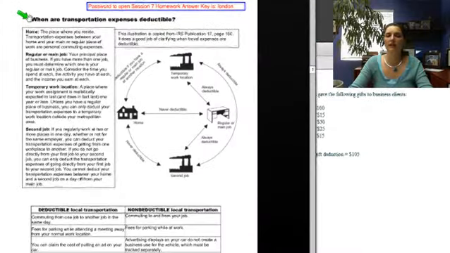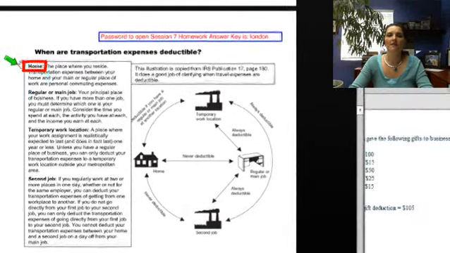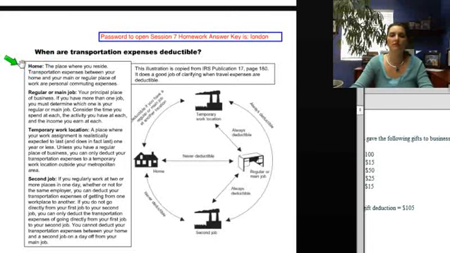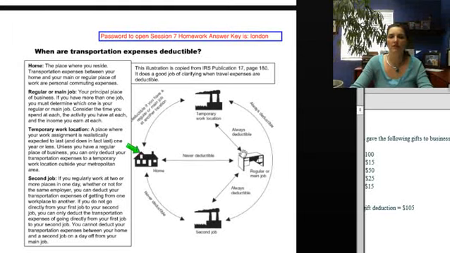So here is a table. This really comes directly out of Pub 17, and it does a very good job of explaining when transportation expenses are deductible and when they are not. Let's look at some important definitions that are included in here. Home. This is the place where you reside, and transportation expenses between your home and your main place of work are personal commuting expenses. Here is home, here is your regular place of work, and you can see in between it says never deductible.